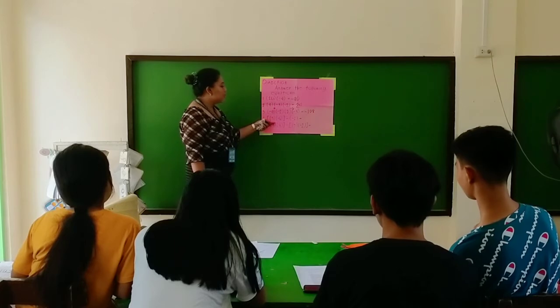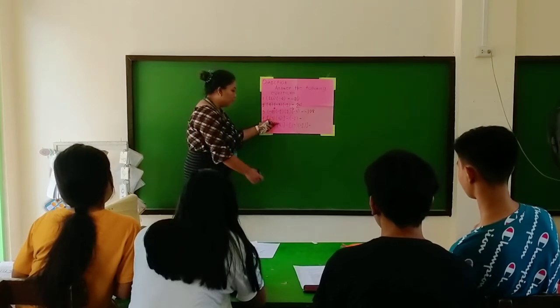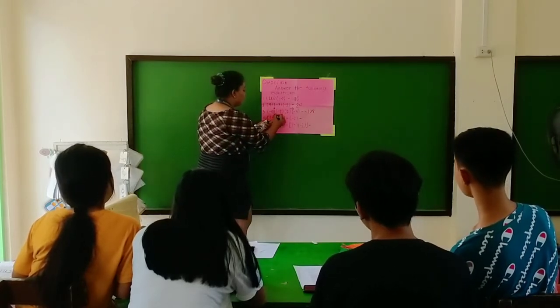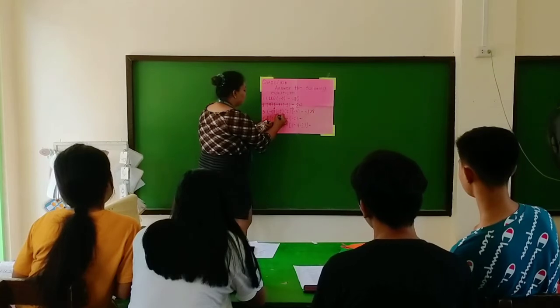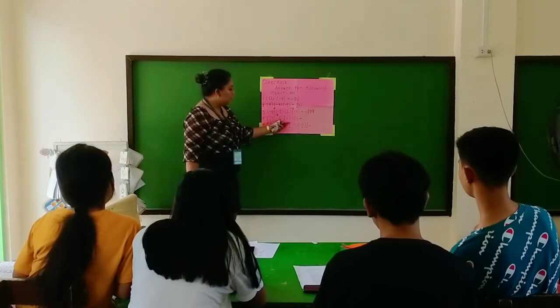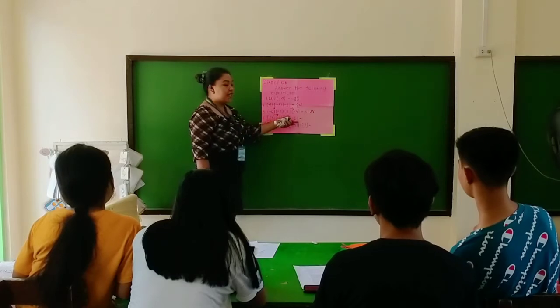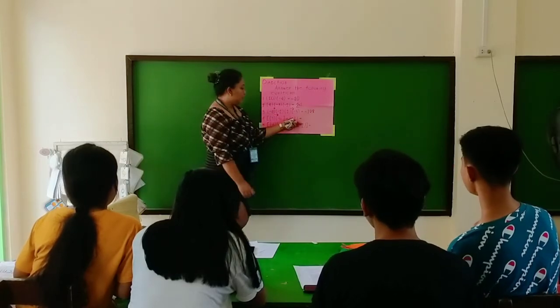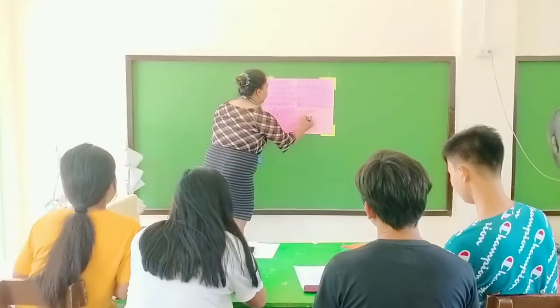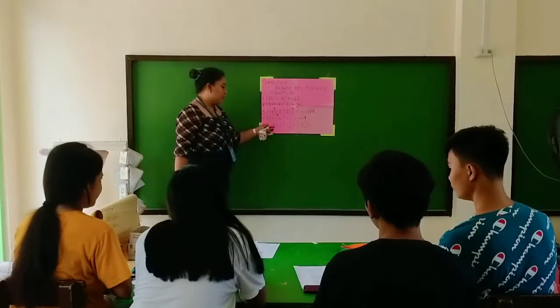Okay, next, inside the bracket. 3 times negative 6 is equal to negative 18. So, divided by negative 2. Negative 18 divided by negative 2 is positive 9. Okay, very good.